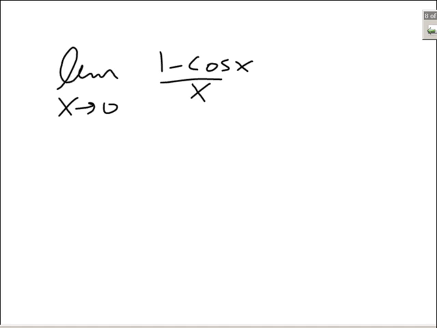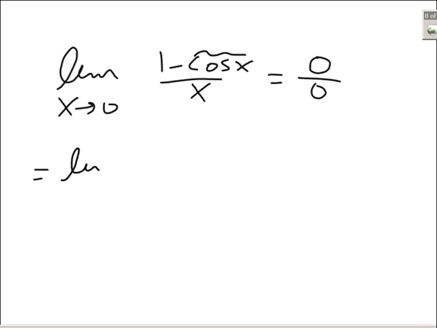Okay, I promised you that there were two special limits. The other special limit is the following. It is the limit as x approaches 0 of, I guess, 1 minus cosine x over x. If you plug in 0, cosine of 0 will be 1. So 1 minus 1 is 0, and the bottom is 0.